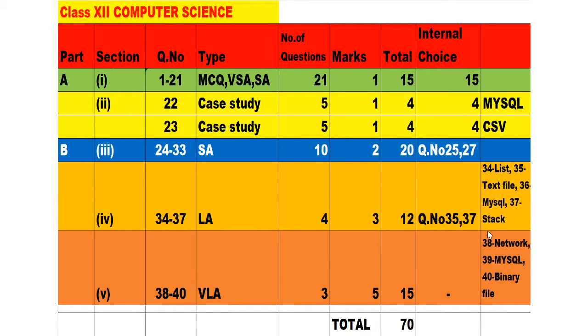And the next section will be your section 5, questions 38 to 40, very large answer. Here you can see 3 questions of 5 marks, total 15 marks: one from network, one from MySQL and one from binary file. So we will solve this section 4 now.